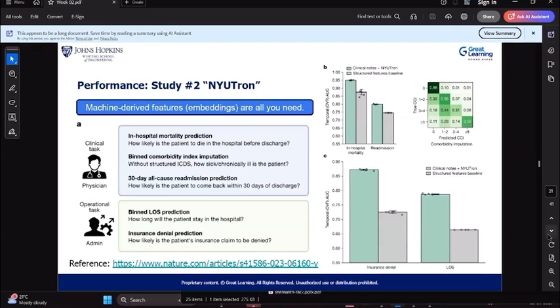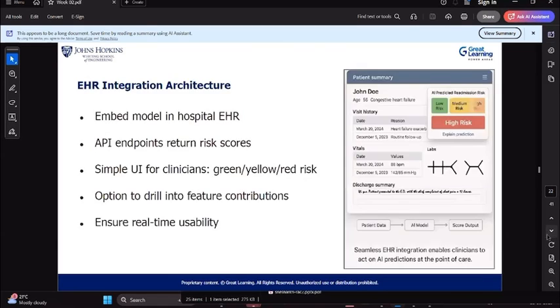The other model, NYU-Tron, is something that not only helps the clinicians, but also with operational tasks. For example, how long the patient will stay in the hospital, and how likely the patient's insurance claim is to be denied, which is very, very important, right? Once they apply for a claim, it will take a lot of time, so this is very important in this case. So these are the two models that we talked about, Sonal. Does that make sense? Any questions?